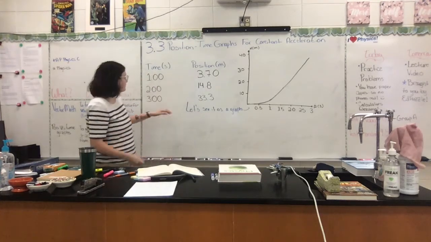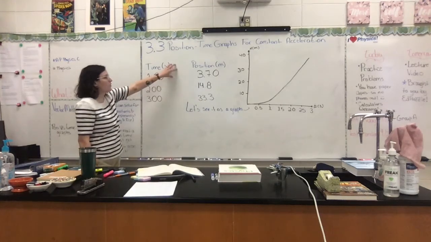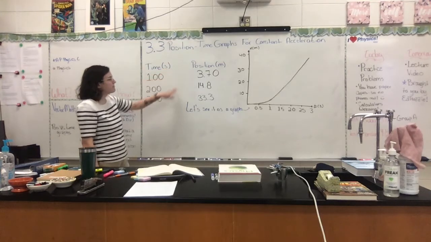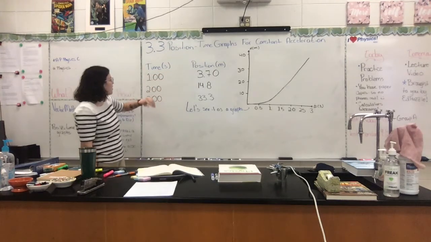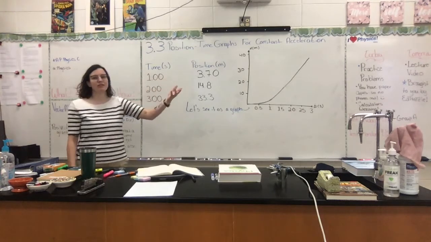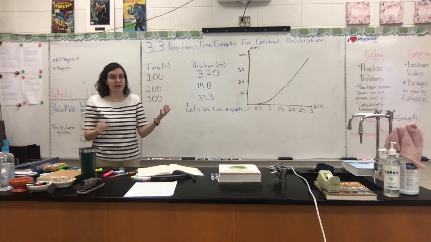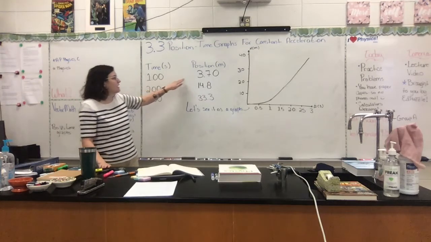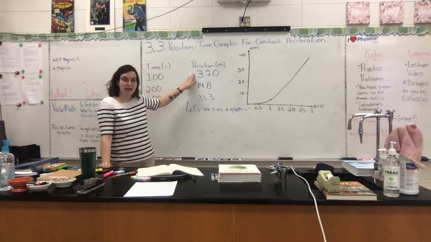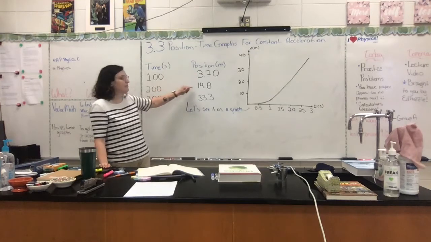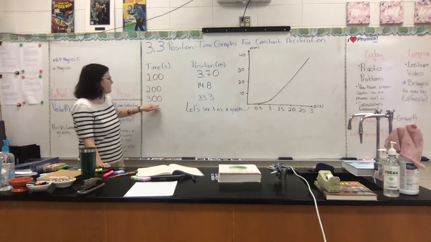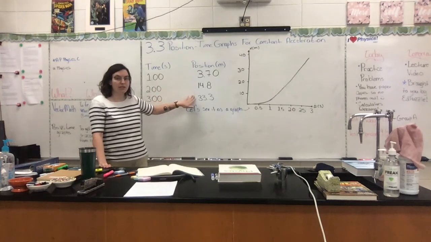So to start out, over here we have some times and some positions. Let's imagine you guys have been doing a lot of problems with drag racing. Now this is a drag racing car, all right? At 1 second, the position would be 3.7 meters. At 2 seconds, it'd be 14.8 meters. And then at 3 seconds, it'd be 33.3 meters.